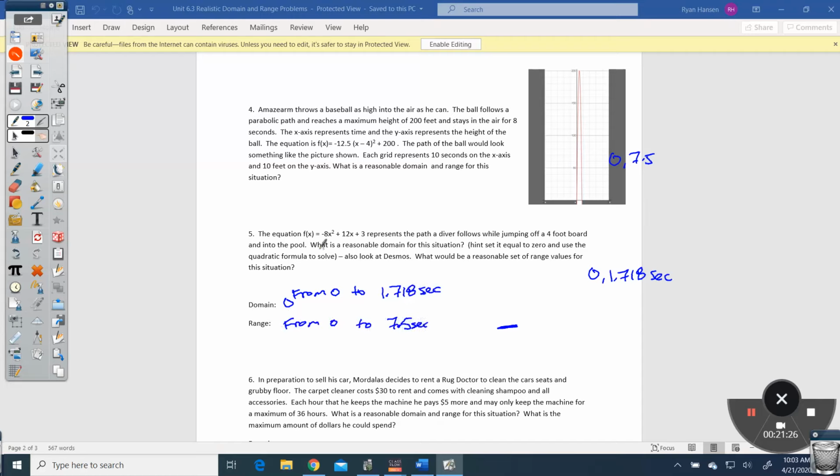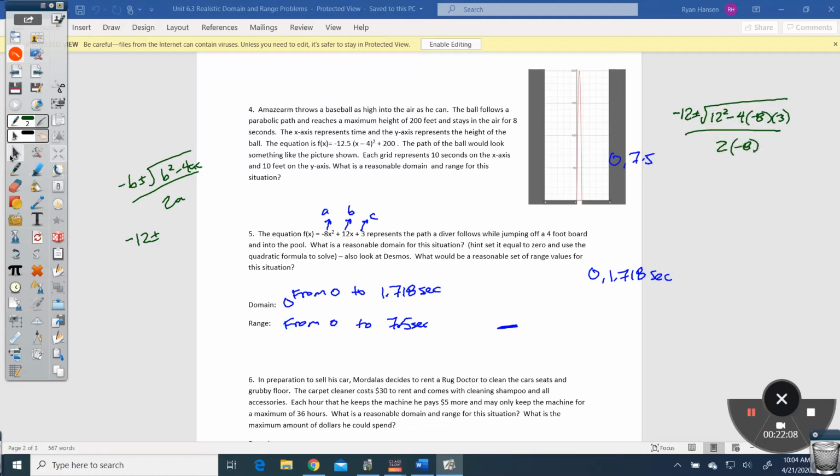Okay? Now, it says that we could figure out the domain by setting this equal to 0. So if I did that, this would be A, this would be B, and this would be C, and we would use the quadratic formula. Remember that guy that says negative b plus or minus the square root of b squared minus 4ac all over 2a? And I'd plug these in. I would have negative 12 plus or minus the square root of 12 squared minus 4 times a, which is negative 8, times c, which is 3, all over 2 times negative 8.